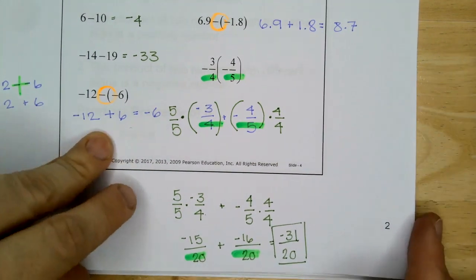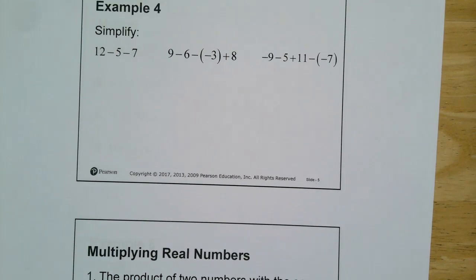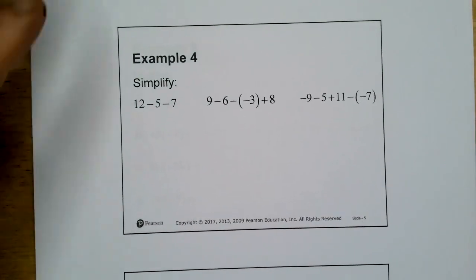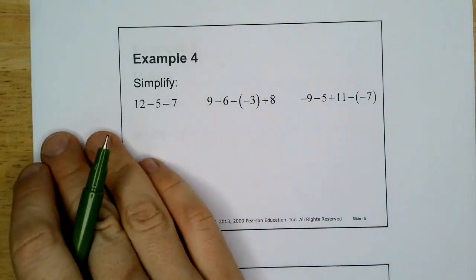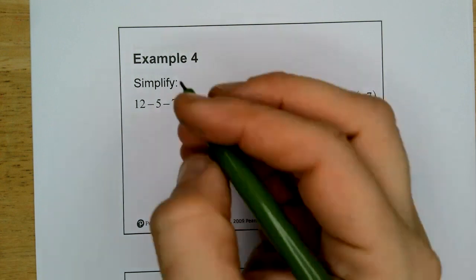Good? It's a lot of work, I know. All right, what if you have more than one term that you are adding or subtracting? Here we're combining 12 with negative 5 with negative 7. Combine 2 at a time, go from left to right. You're also welcome to use your calculator.